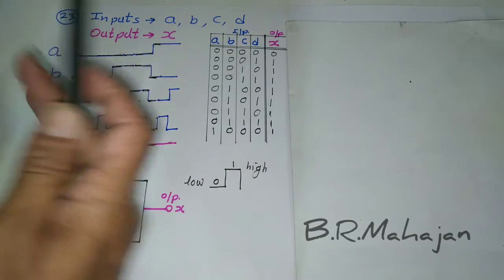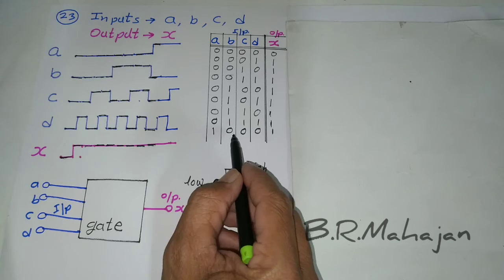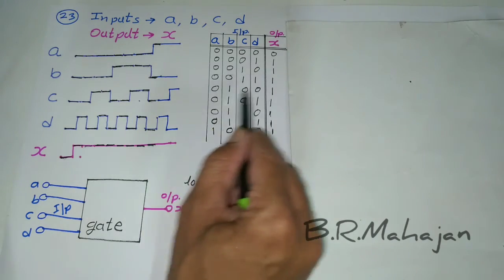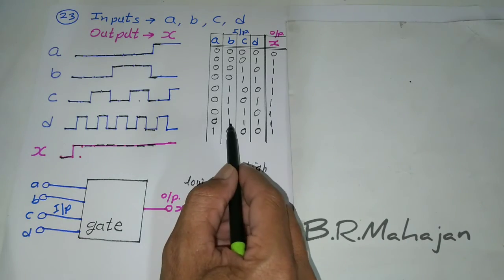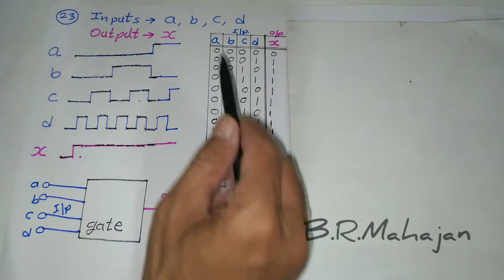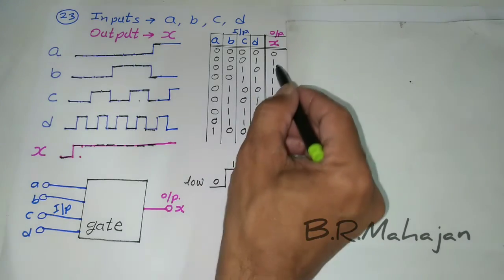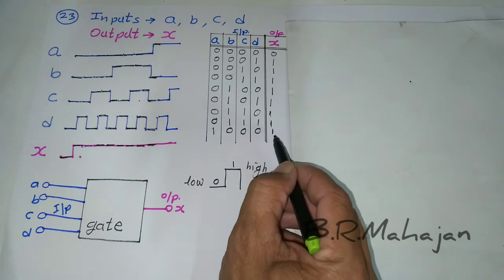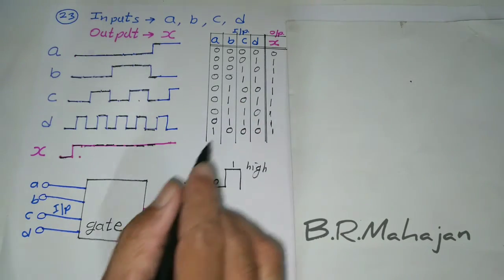In this question, if you search the values of A, B, C, D, among them at least one appears as 1 somewhere. If the input is at a higher level at least one time, the output is always at the higher level, meaning 1. This is possible only in the case of an OR gate.